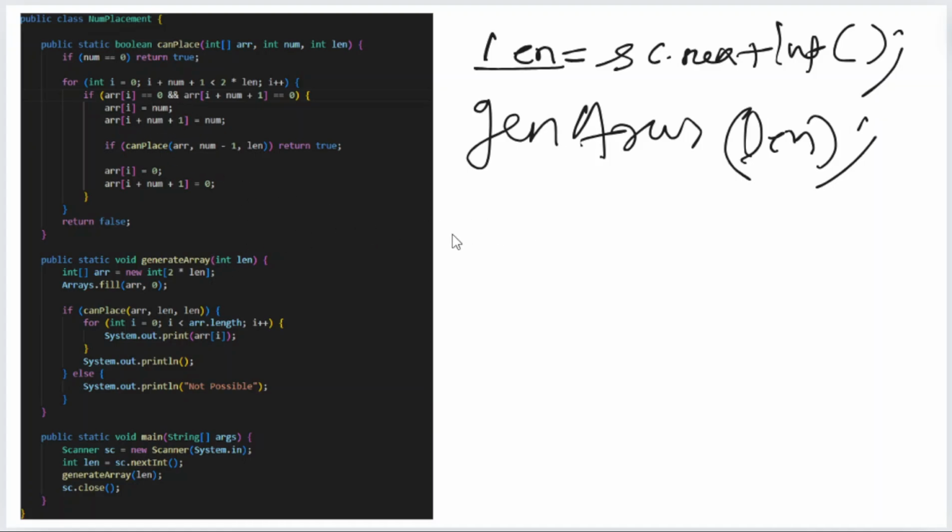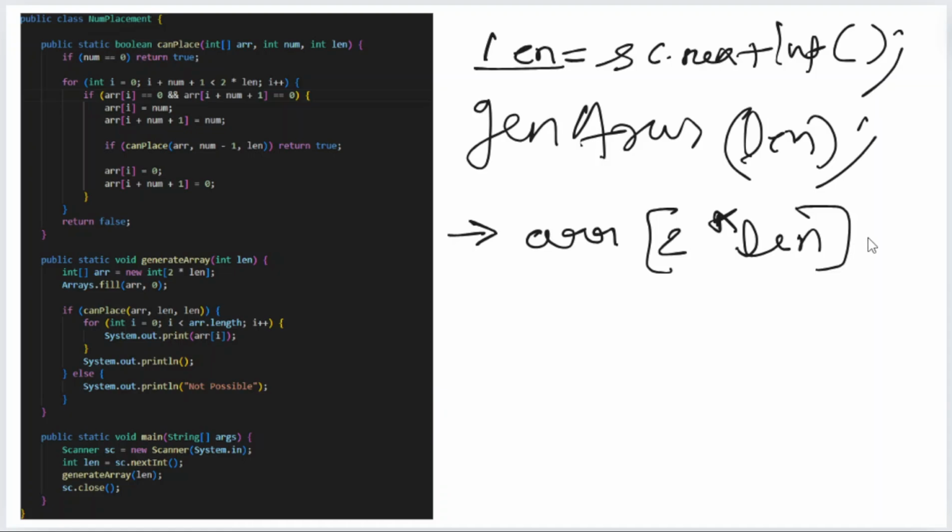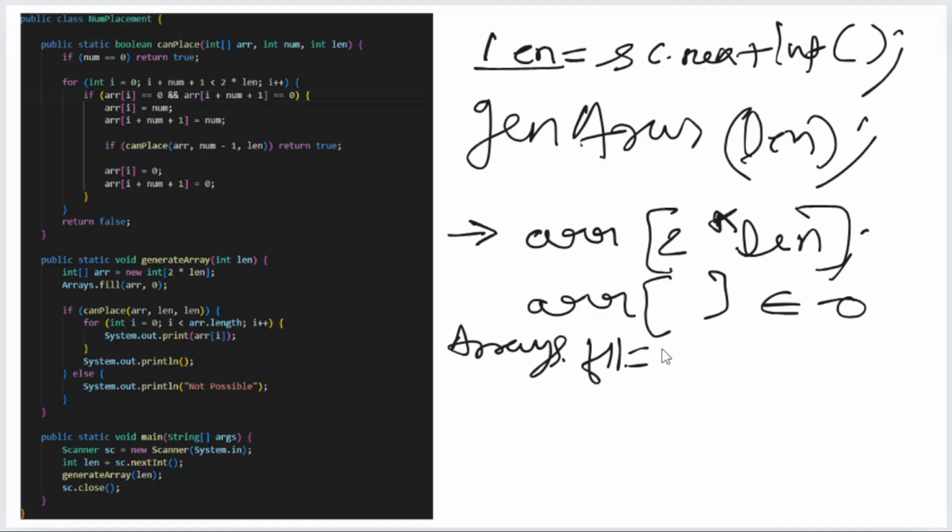The working of the generate array function is like this. First, this function will create an array which will be the size of 2 into len, since we need to place all the elements in an array of double the size of the input, and then we'll initialize the array. All the elements will be initialized using an inbuilt Java function, arrays.fill. So we'll be inputting 0 in all the places of the array.